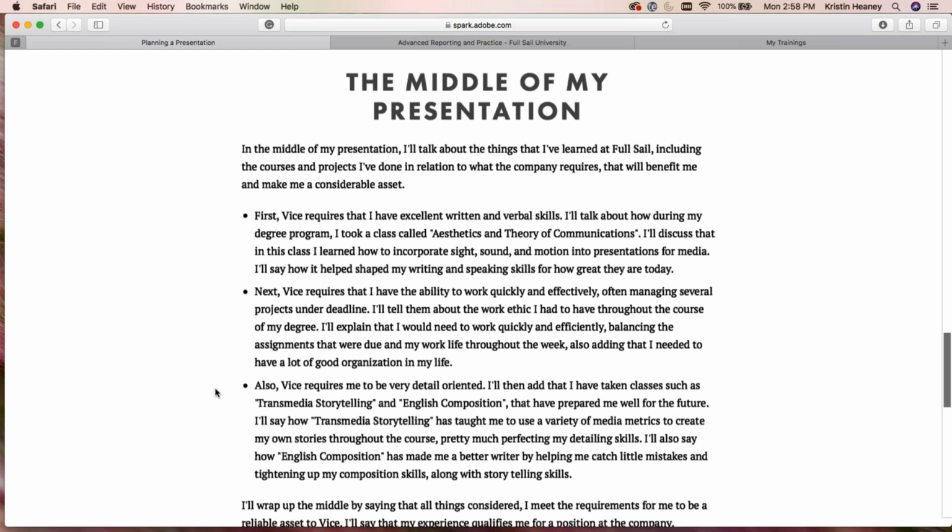I thought that the middle was actually very strong here because he's broken this down into three subsections of organization. So we looked at Vice and what they were requiring, and he found that they want someone that has excellent written and verbal skills. So he tapped back into his classes, aesthetics and theory of communications, and how that would meet that particular need that the audience is looking for.